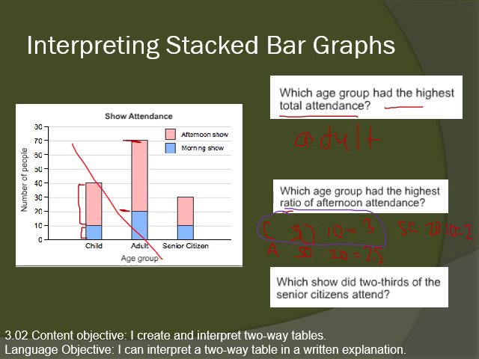And then which show did 2/3 of the senior citizens attend? On this one, you don't even care about adult and children. You're just looking at senior citizens right here. So 2/3, that's the greater majority of the senior citizens. When you look at this stack, you're looking for the bigger of the 2 colors, which in this case, it's obvious that the pink right here is the bigger. So senior citizens were in larger attendance in the afternoon show.